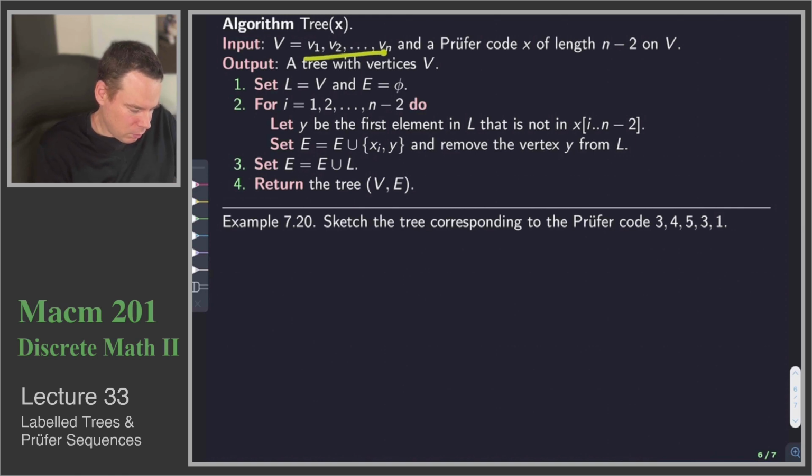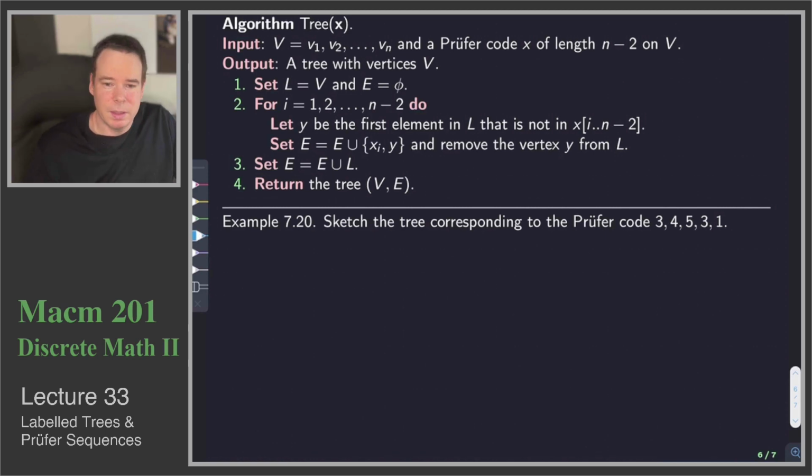So we start with our vertex set, and we've got our code of length n minus 2. So code's length n minus 2 means we are producing a tree on n vertices. We're going to set L to be the entire vertex set, and our edge set is empty. So this is going to consist of the edges that we're using to build our tree. And then we run our loop from 1 to n minus 2. Consider the first element in our list of vertices that's not in the current code I'm looking at. And then we just add that edge that connects that vertex to the first character in the code we're looking at. And then we remove the vertex y from L, and then just repeat the process.